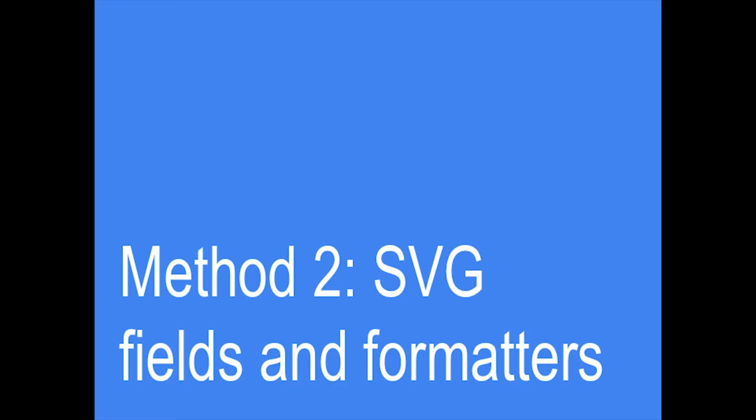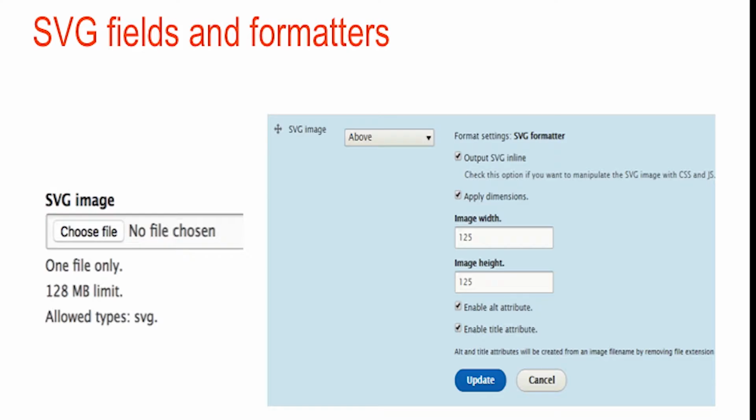The next method I want to look at is using SVG fields and formatters in Drupal. So there's a couple of good modules out there which will allow you to upload SVGs into fields and then render them out as a formatter, as an inline SVG. So this is good if you want to allow your content authors to upload SVGs, but usually, in my experience, we don't want to give content authors that much freedom. We want to have a degree of control over which icons are displayed. So I don't typically use this approach.